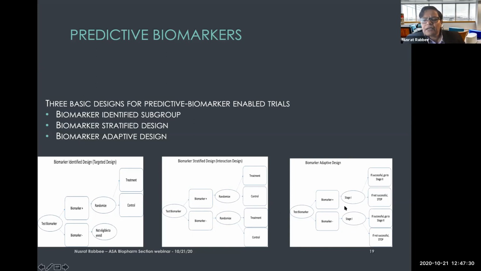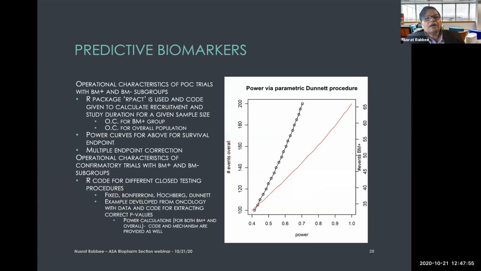And then the adaptive design, where you test the biomarker in stage 1. If successful, go to stage 2. If not successful, stop. And so it's kind of like an ongoing trial. And we don't know when we start out which group is going to go to stage 2. So now let's talk about some of the many issues that I cover in this part.